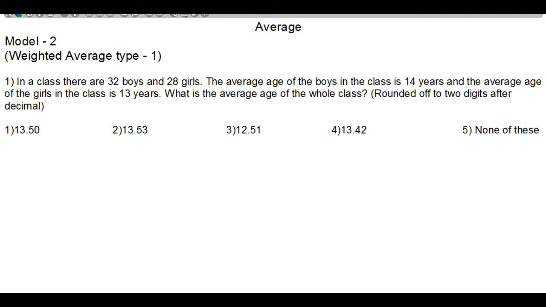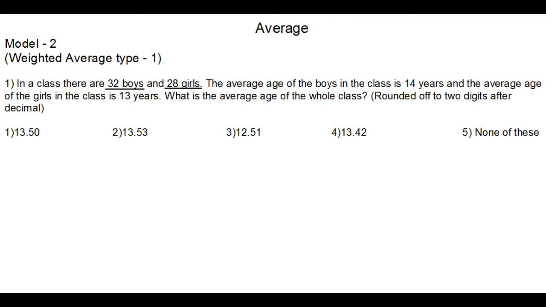Let us now take an example based on the concept of combined average that we have just discussed. The question here is, in a class there are 32 boys and 28 girls. The average age of the boys is 14 years and the average age of the girls is 13 years. What will be the average age of the whole class? We have just learned that whenever the averages of two different groups are given to us, we can find out the combined average as n1A1 plus n2A2 divided by n1 plus n2, where n1 is the number of persons in the first group, n2 is the number of persons in the second group, and A1 and A2 are the averages of the two groups respectively.